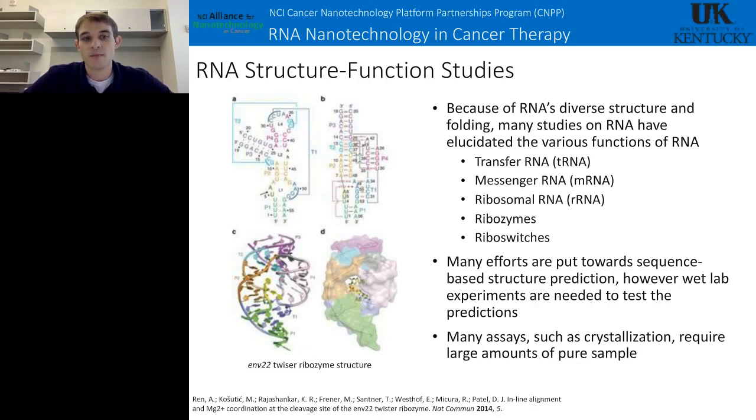However, in most cases, these structure predictions are not perfect. So until they become perfect, wet lab experiments need to confirm these predictions. A lot of this is done by assays such as NMR or crystallization. Techniques like this require huge amounts of RNA, milligram amounts, which may not sound like huge amounts, but for RNA, it's quite a bit. So because of that, we definitely need enhanced ways to create large amounts of RNA so that we can enhance the field of RNA research.